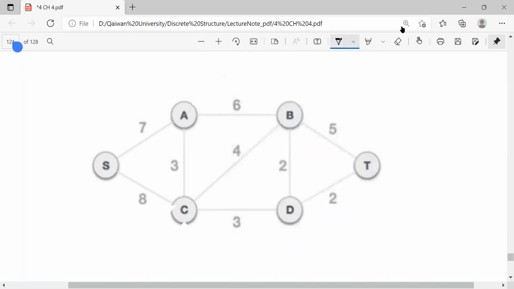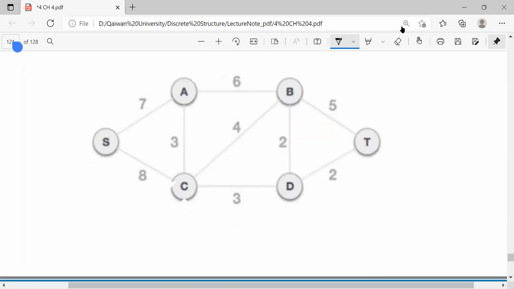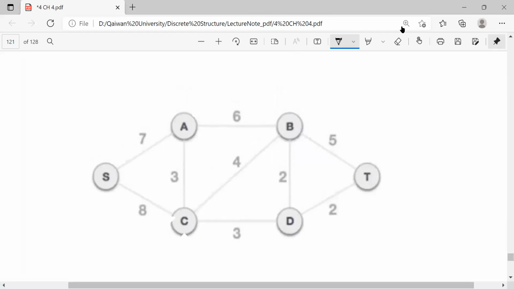No, yeah, we don't care about numbers for the loop. We remove it, okay? Because it's from the vertex to itself. It's a cycle. So we must remove all the loops.